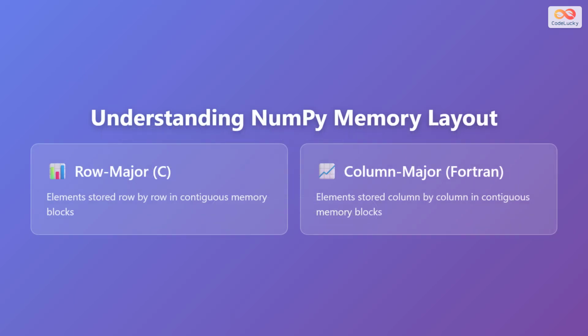NumPy arrays can be stored in memory using two different layouts. Row major order, also known as C order, stores elements row by row in contiguous memory blocks. This means all elements of the first row are stored together, followed by all elements of the second row, and so on. Column major order, known as Fortran order, stores elements column by column in contiguous memory blocks. Here, all elements of the first column are stored together, followed by the second column. Understanding these layouts is important because they affect how efficiently your operations run.